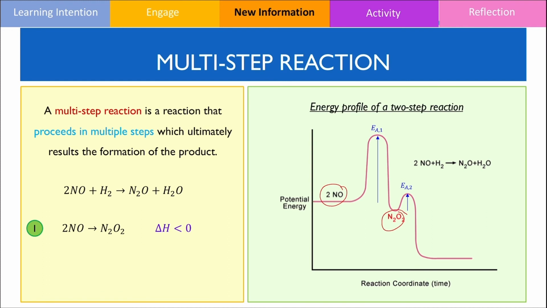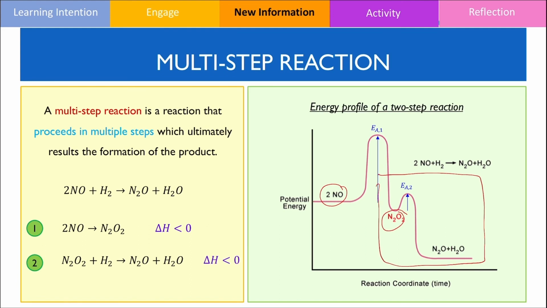From there, N2O2 reacts with hydrogen gas to form N2O and water molecules. If we just examine this section of the energy profile, we know that this is going to be an exothermic process as well because the energy of the products is lower than the energy of the reactants. If we were to find out the overall energy change for this reaction, we should be able to tell that this is also going to be an example of an exothermic reaction. If you're ever dealing with a multi-step reaction, you're only expected to identify and compare the activation energies and the overall change in enthalpy.